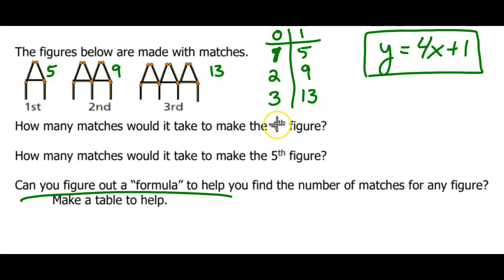We can continue on, though. The 4th figure is going to be adding 4 to this, so it should have 17 matches. And then add 4 to this one and you get 21 matches. You can check your formula. You say, well, for the 5th figure, if y equals 4x plus 1, that would be 4 times 5 plus 1, which is 21, and that matches up.